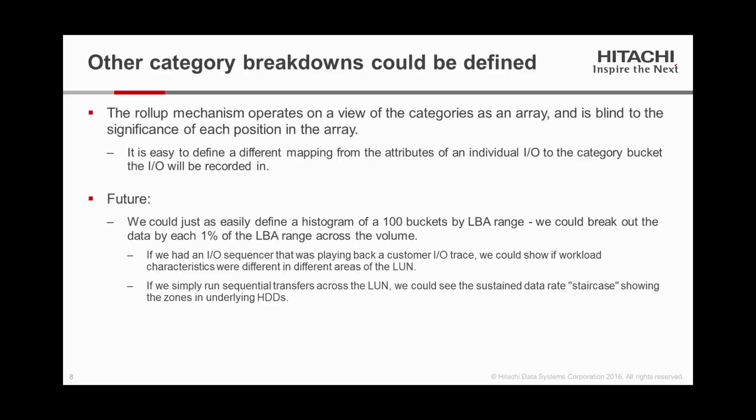But instead of doing it by read, by write, by random, by sequential, and by service time, you could define bucket ranges by any attribute at all. So if you wanted, you could define a set of 100 buckets by LBA range, and then you could see the activity within each 1% of the LBA range across the volume or something like that. If we had an IO sequencer that was playing back a trace of customer IO, we could show if the workload characteristics were different in different areas of the LUN by funneling all of the IO across the LUN to different buckets depending on where in the LUN the I/O was going, etc.